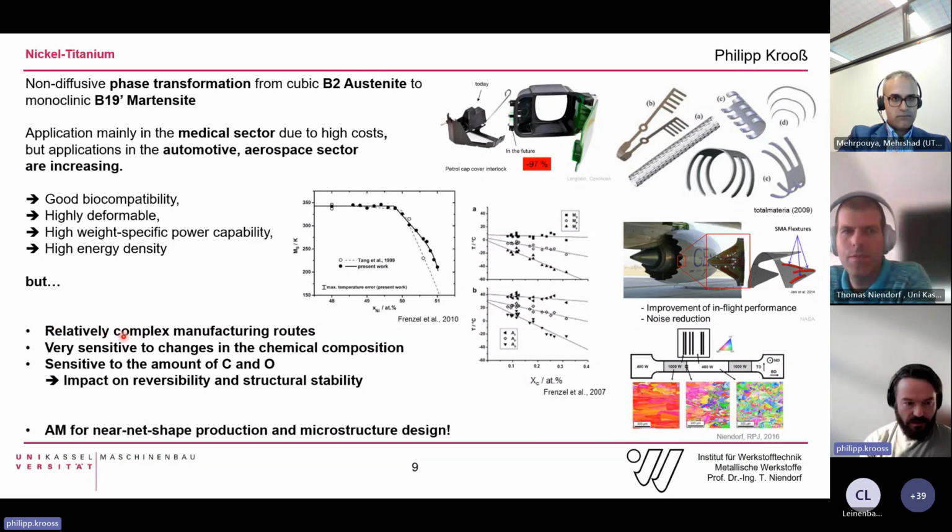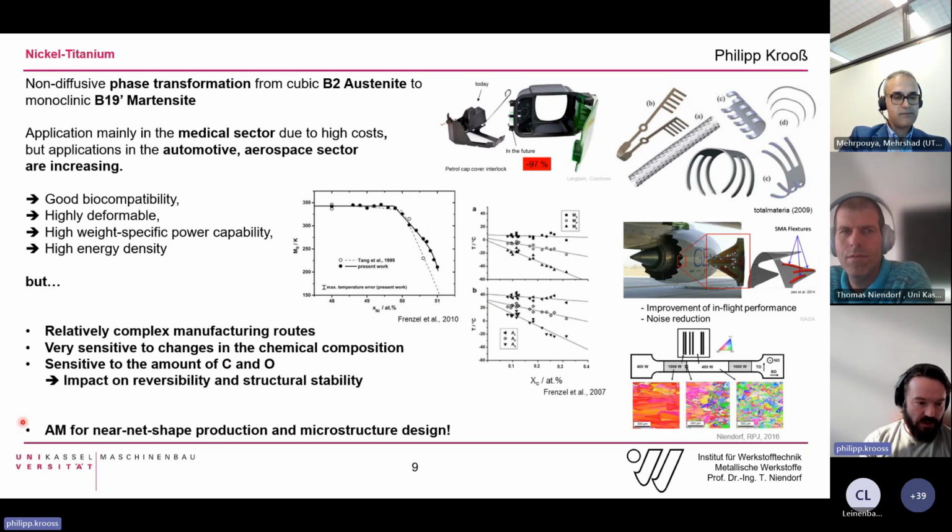So there are systems that are easier to manufacture. They are very sensitive to changes in the chemical composition. This also holds true for a lot of shape memory alloys. We all know this graph from Frenzel et al., where the nickel content is plotted versus the MS temperature. And we also have a very high sensitivity to carbon and oxygen in these systems, because a different level of carbon or oxygen always changes the transformation temperatures. So it impacts the structural stability and also the functional properties, so the reversibility.